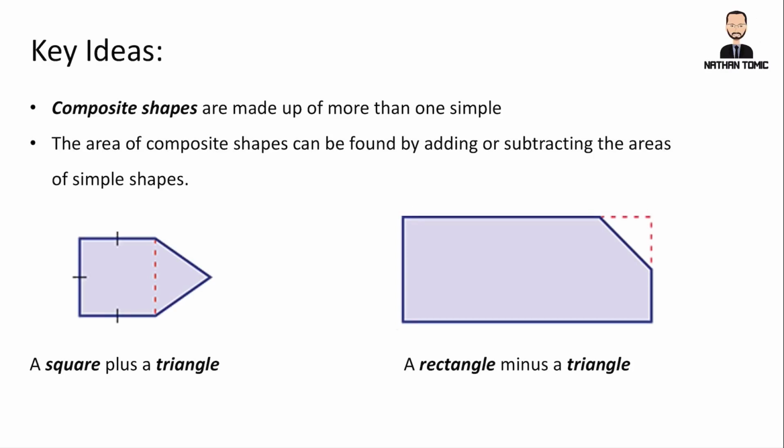The second one, we can see that we have a rectangle with a corner missing. So that corner is a triangular shape shown by the dotted red line. And we could find the area of that triangle and the area of the larger rectangle. And then to find the area of just that rectangular composite shape, we could take the smaller triangle away. So that would be a subtractive process. And sometimes they may contain both steps.